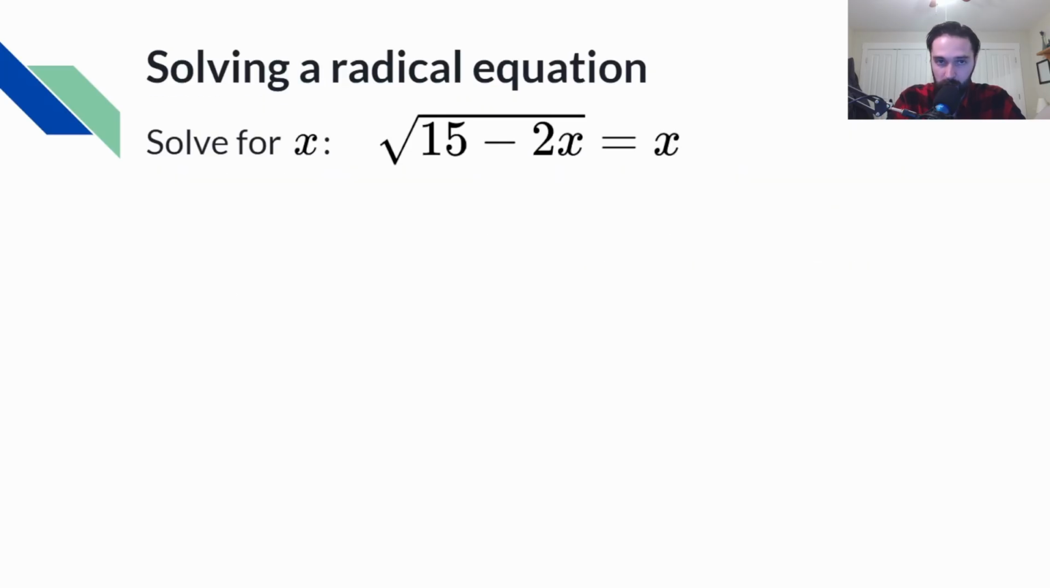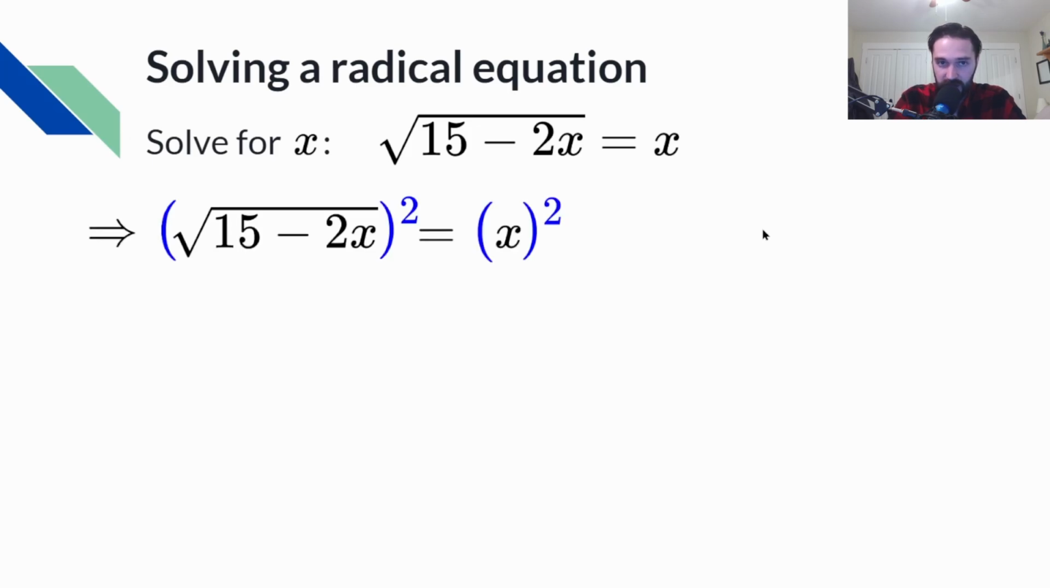Here we're asked to solve for x. So we're about to try solving our first radical equation. The goal is to isolate the radical on one side and then get rid of it. It's already isolated, it's already on the left-hand side. So to get rid of the radical, what we need to do is square both sides.